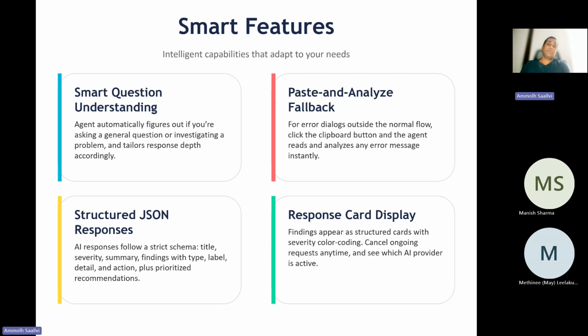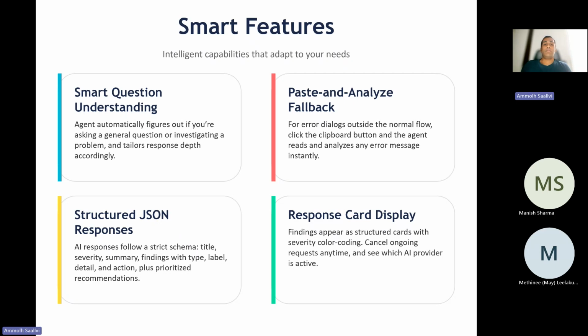There are smart features in the Clarity AI agent. We have smart question understanding, where the agent automatically figures out if you are asking a general question or investigating a problem, or going for response data. Accordingly, it will go into the depth of that particular question and give the findings. You can also copy and paste the error you are getting on the screen. There is a paste button available on the agent where you can paste the error messages and analyze the fallback.